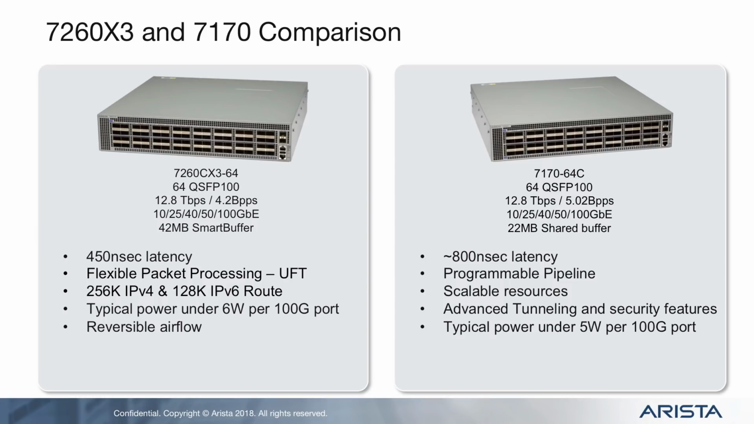Now, let's look at how the 7170 series fits in the Arista portfolio. As Martin covered earlier, the 7170 series currently offers a choice of two products. The 2RU 64-port 100 gig switch can be compared with the Arista 7260 CX3 that has the same port count. The 7260 X3 series continues to be Arista's high volume offering for scalable spine and leaf deployments with a broad range of layer 2 and layer 3 features, including UFT for scaling resources to up to 256,000 V4 addresses, which is more than sufficient for regular deployments.